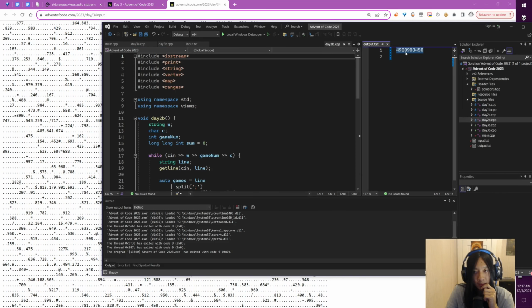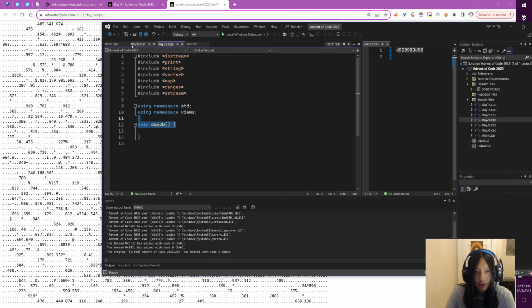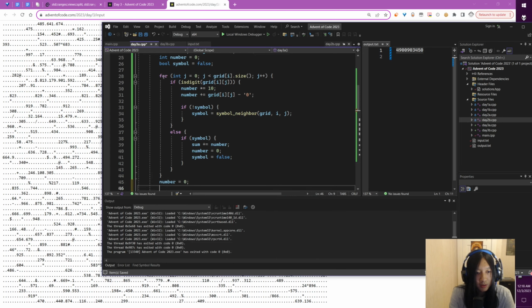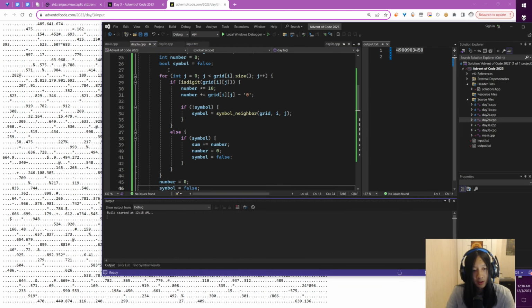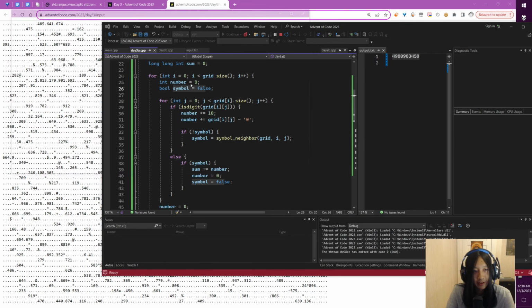You know what? That number is too big. We only have numbers that are 3 digits, so at some point, we're not resetting. And I think the point that we're not resetting at is when we change lines. So at the end of each of these, we should reset. Symbol should be false. Well, actually, nope, that couldn't be the issue.